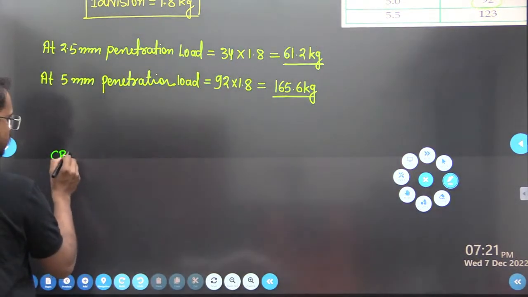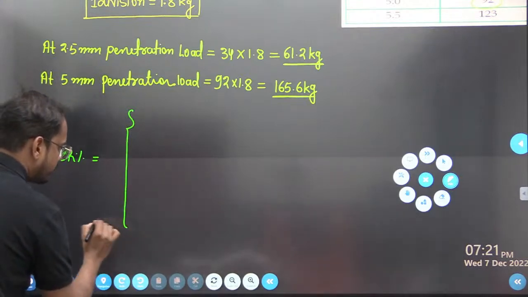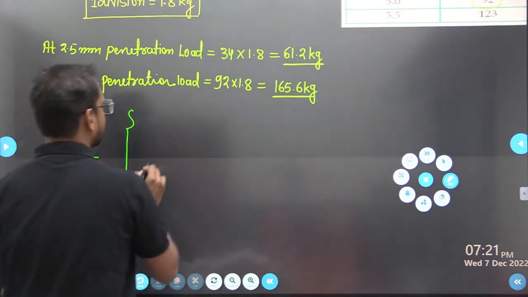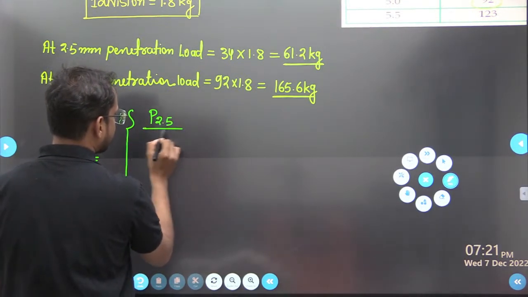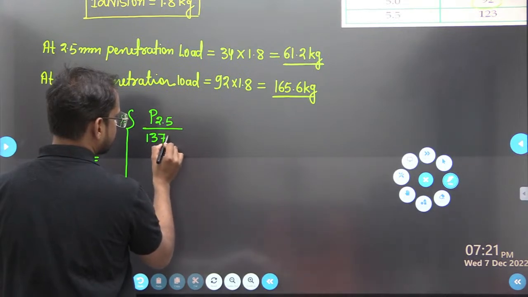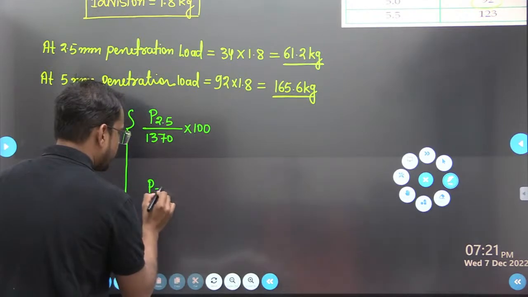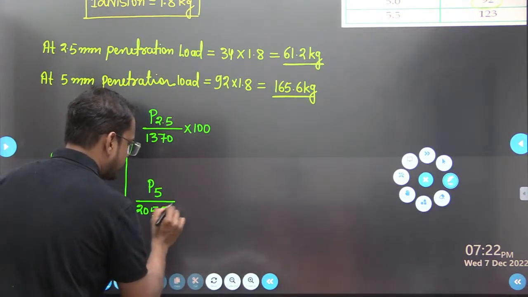CBR percent is equal to the maximum of load corresponding to 2.5 mm penetration divided by standard load, that means 1370 kilogram, multiplied by 100, and load corresponding to 5 mm penetration divided by 2055 multiplied by 100.